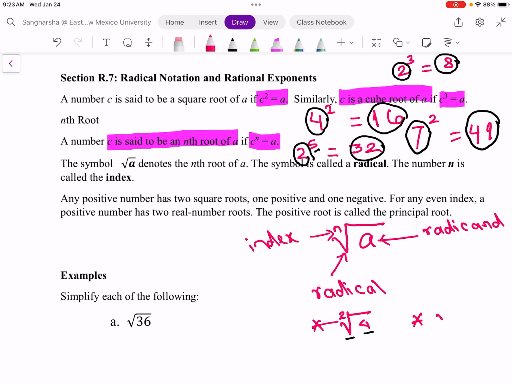Similarly, if we have the fifth root of 5x cubed in this radical expression, this is our radical symbol, this is our index n, and whatever you have under the radical sign is your radicand. Now let's do some examples.